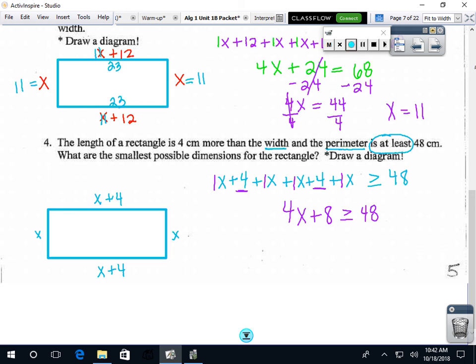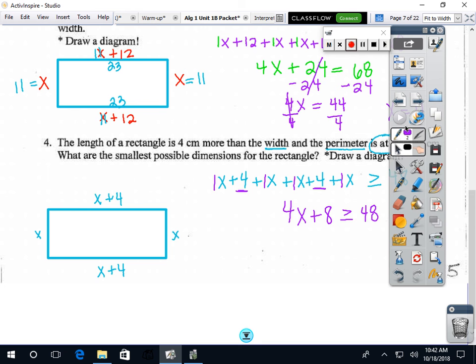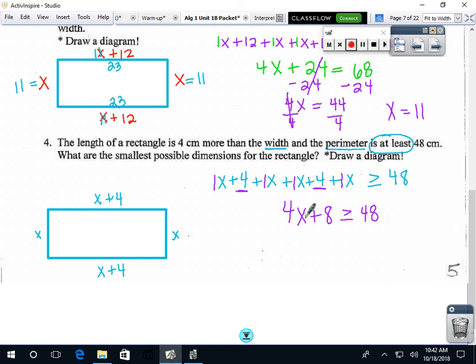Okay, so now we need to solve for x. So what would we do? Correct. We want to start moving everything away from the x. So we start by subtracting the 8 so that that will cancel and be 0. But with equations, they have to be balanced. Whatever you do to one side, you do to the other.